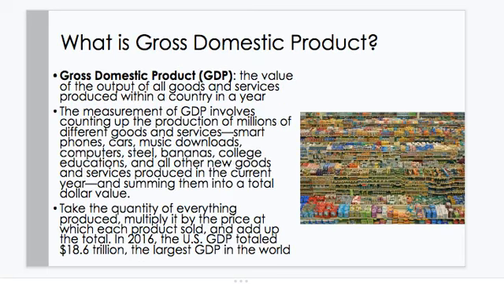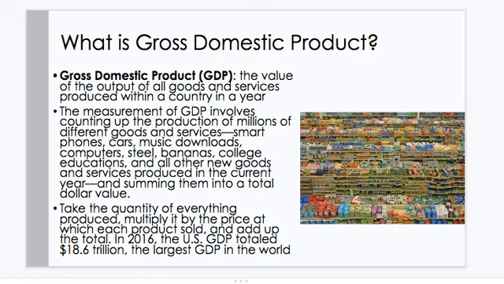What is gross domestic product? The value of the output of all goods and services produced within a country in a year. The measurement of GDP involves counting up the production of millions of different goods and services: smartphones, cars, music downloads, computers, steel, bananas, college education, and all other new goods and services produced in the current year, and summing them into a total dollar value.